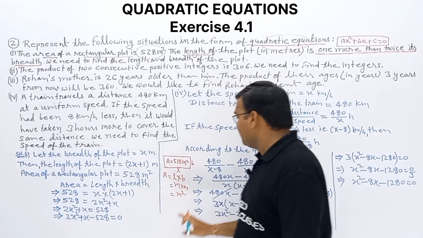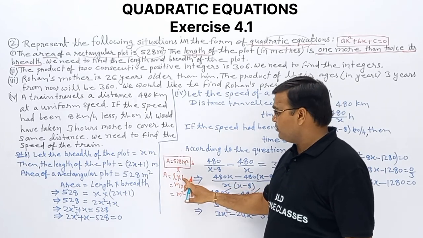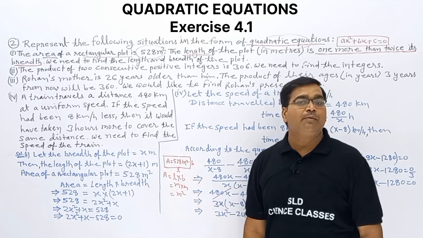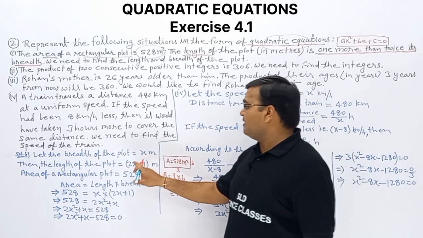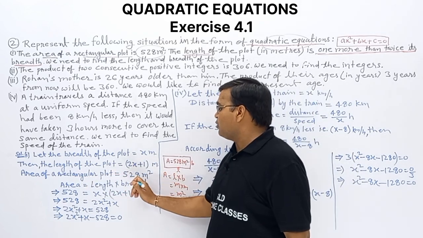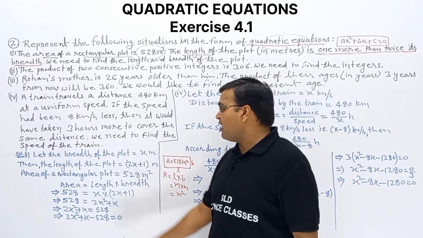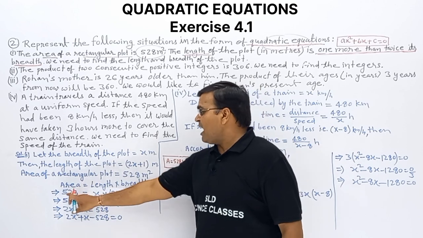What will the area unit be? Length has unit meter, breadth has unit meter, then we multiply both and the area will be meter square. So the unit of area will be meter square. It is given in the question that the area of the rectangular plot is 528 meter square. Now area equals length into breadth. Put all values.